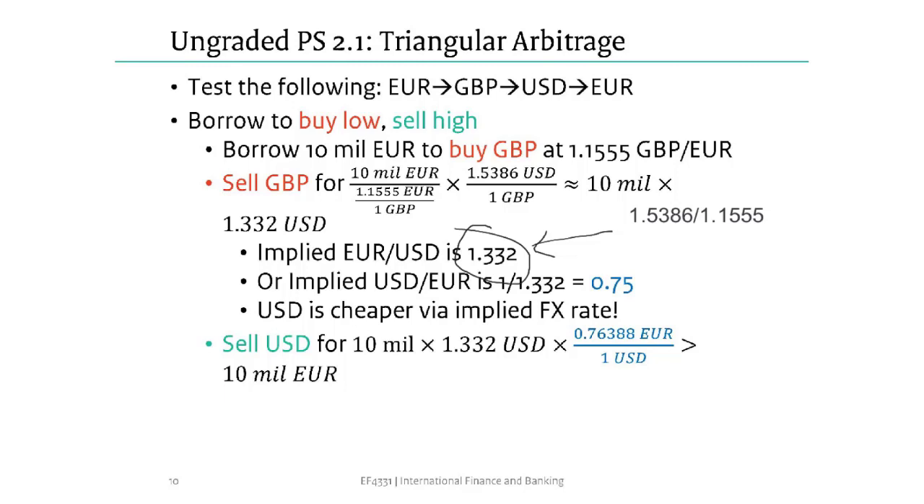So obviously, if you look at this conversion here, 1.332 times 0.76388, that's going to give you some number greater than 1. You can do the math yourself, but trust me, it's greater than 1. So some number greater than 1 multiplied by 10 million will give you more than 10 million for sure. So there's your arbitrage strategy.